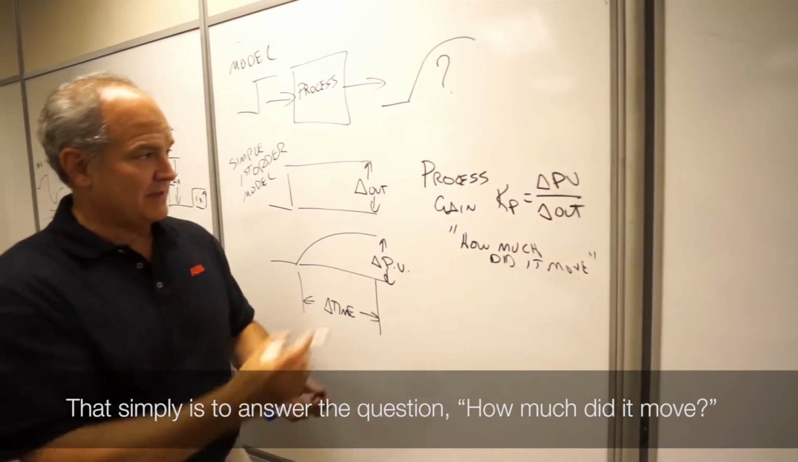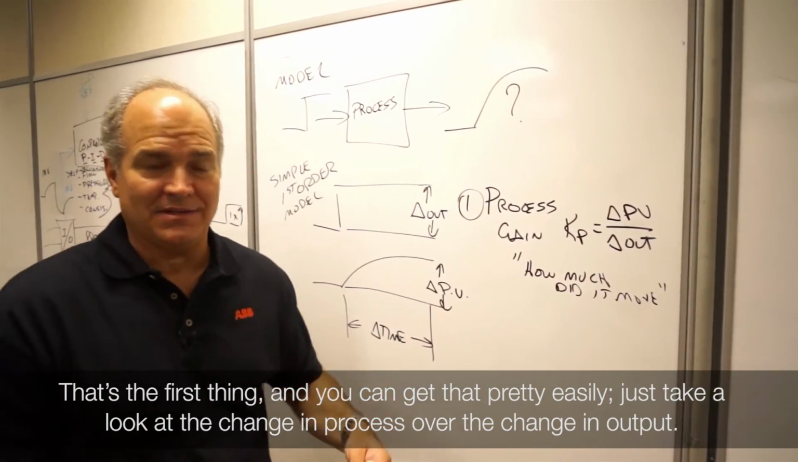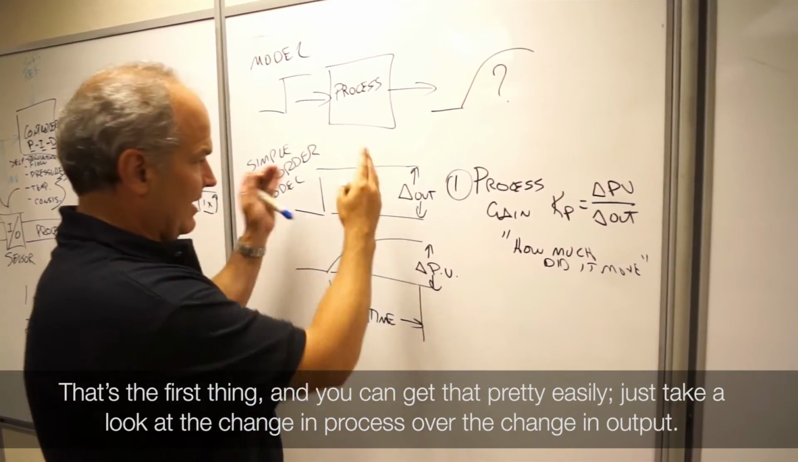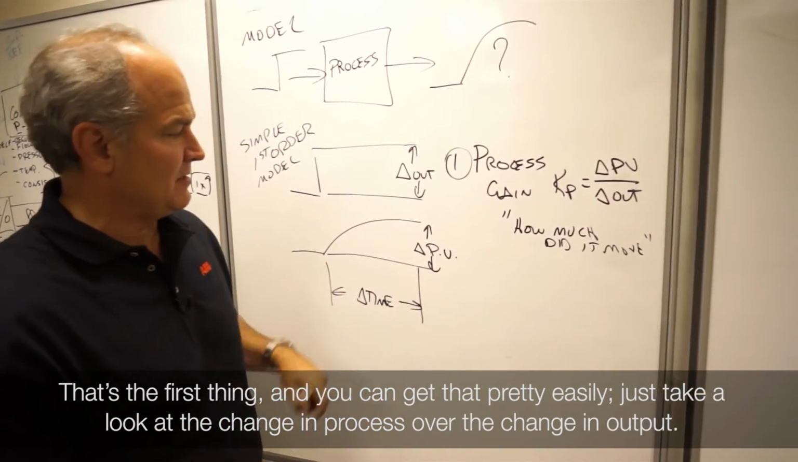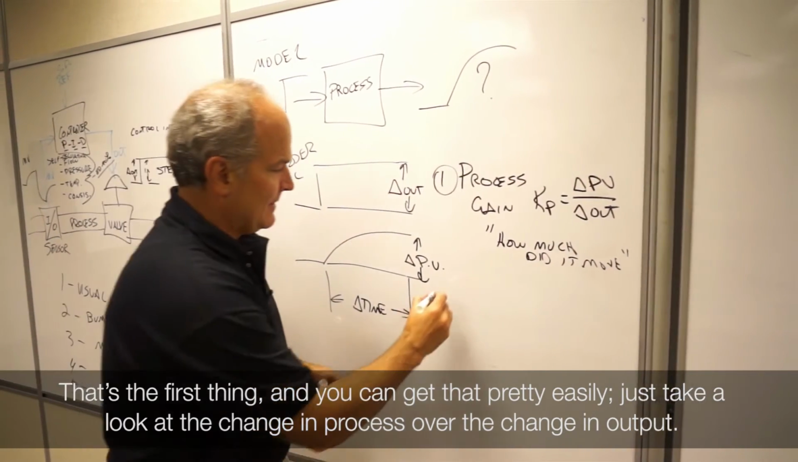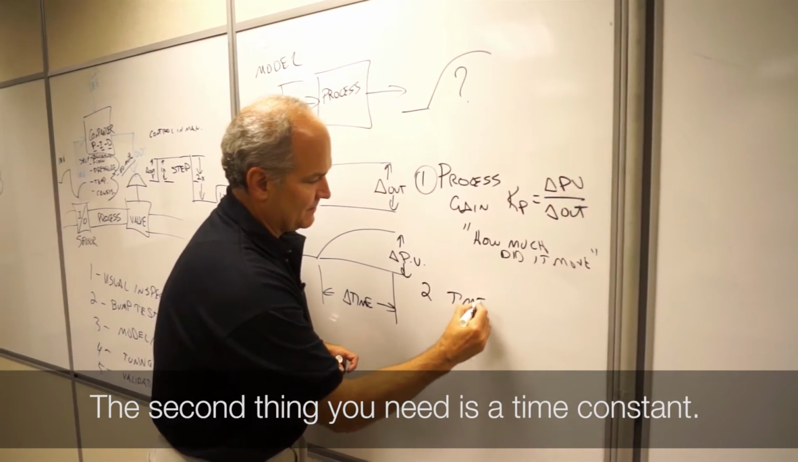So how much did it move? That's the first thing. You can get that pretty easy. Just take a look at the change in output over the change in process. Second thing you need is the time constant.